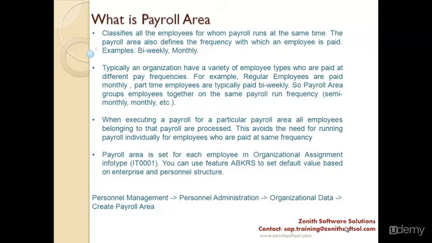Like there are 20 people in a small company. Out of 20 people, 15 people are regular employees and their payroll is supposed to be run on a monthly basis, and the remaining 5 employees are part-time or hourly employees and their payroll is supposed to run weekly. Now you have two different payroll areas.